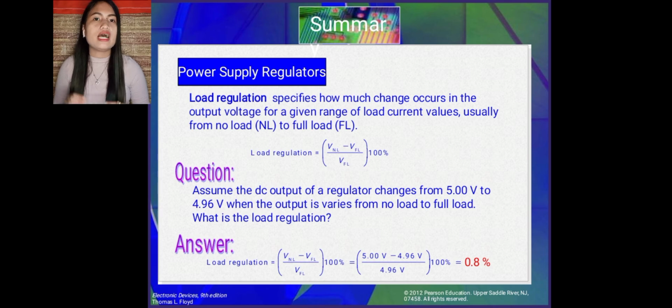So question, assume the DC output of a regulator changes from 5 volts to 4.96 volts when the output is varied from no load to full load. So what is the load regulation? So in the solution, we will use the formula for load regulation, which is equal to V sub NL minus V sub FL divided by V sub FL, then multiplied by 100%. So in the given problem, we have an output value at no load of 5 volts and at full load of 4.96 volts. So we will substitute these values into the formula of load regulation so that we can get the value of 0.8%.